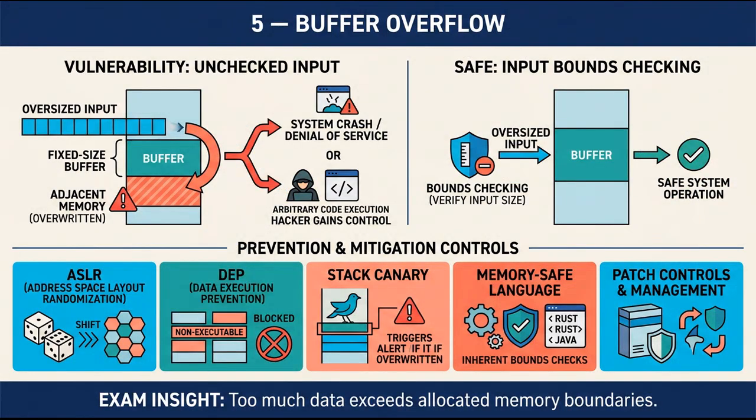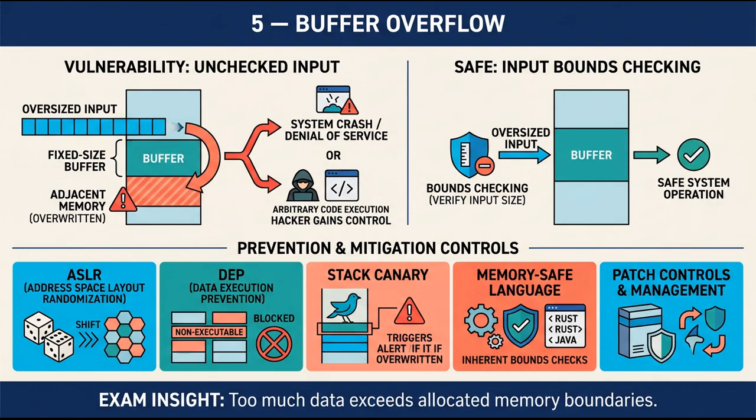A buffer overflow occurs when a program writes more data into a memory buffer than the buffer was allocated to hold. The extra data can overwrite adjacent memory, causing a crash, corrupting information, or redirecting execution. Stack-based and heap-based overflows affect different memory regions, but the exam-level pattern is the same. Input exceeds a boundary because the program fails to enforce size limits. Defenses begin with secure coding and bounds checking.